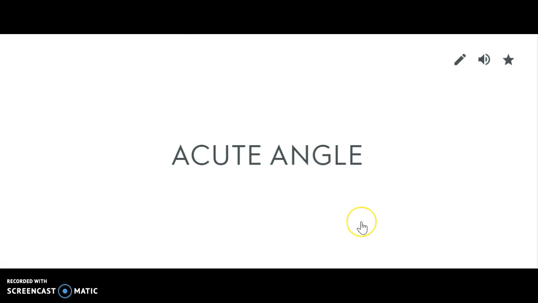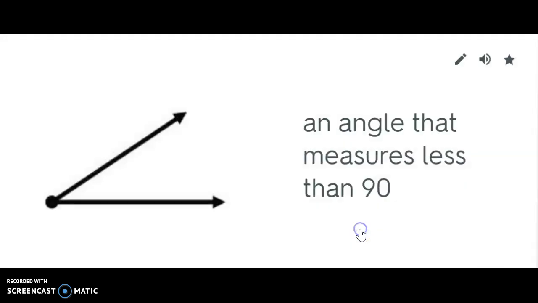And then an acute angle. Now we're going to start talking about the 3 different types of angles, and most of you should be familiar with this, but an acute angle is a cute little angle. So it's a little angle that's less than 90 degrees. So acute is less than 90.